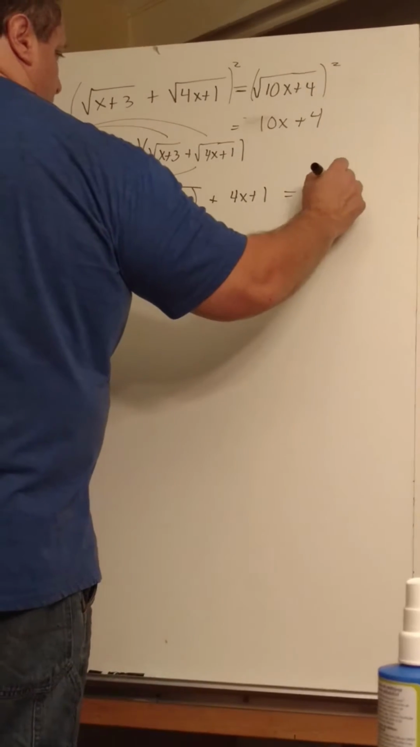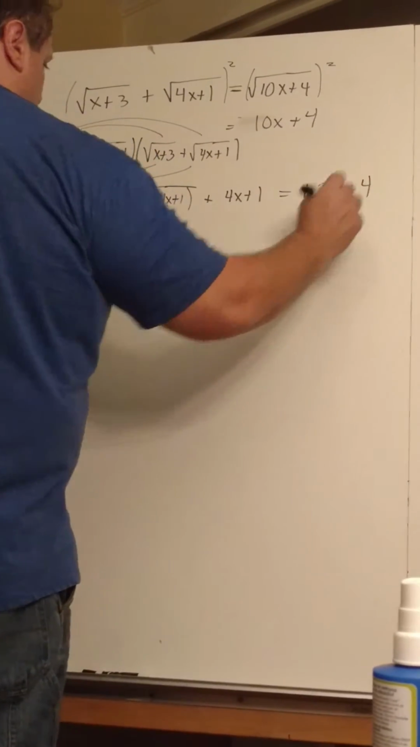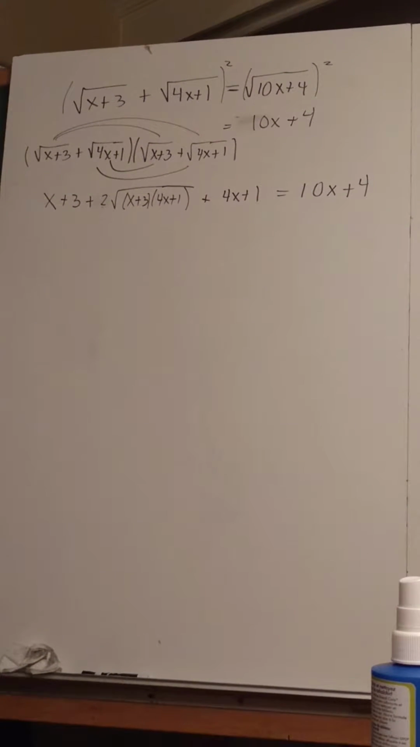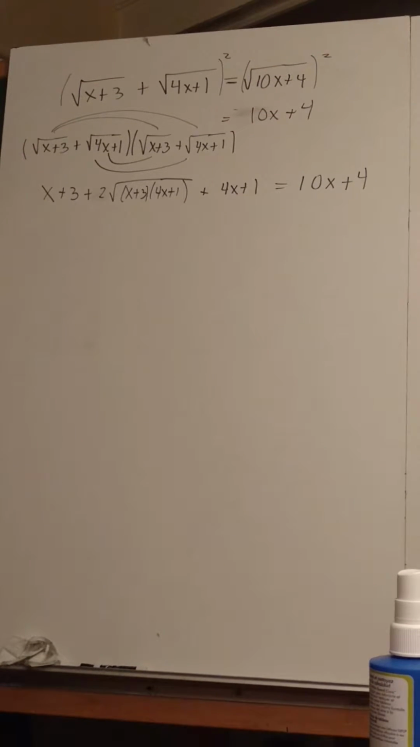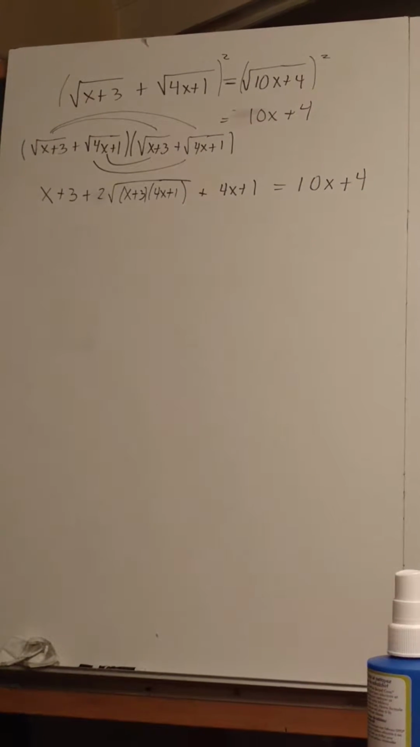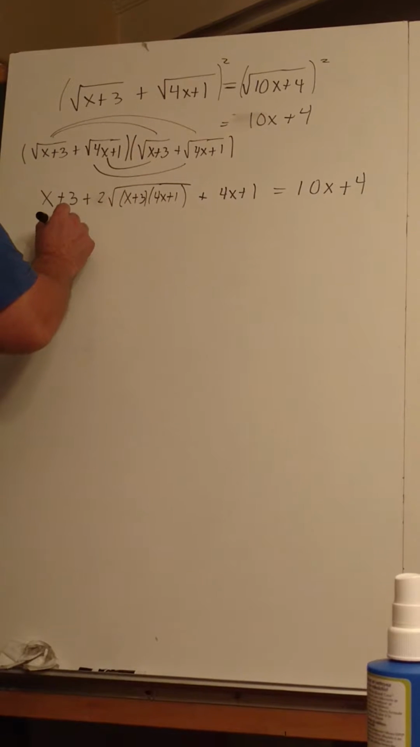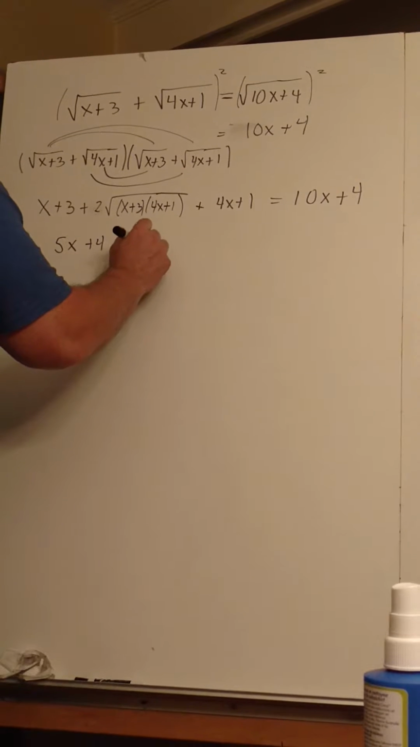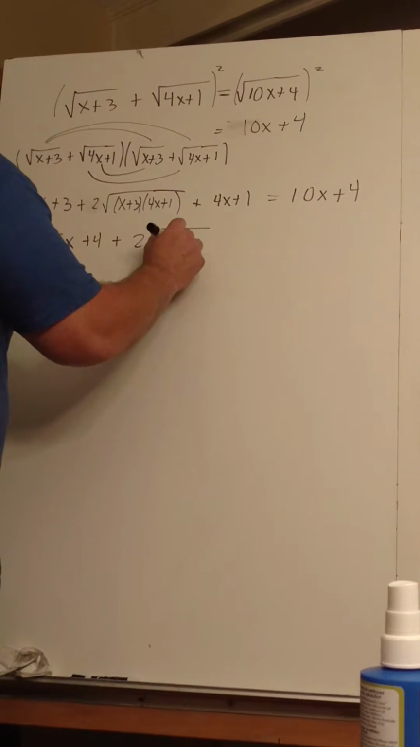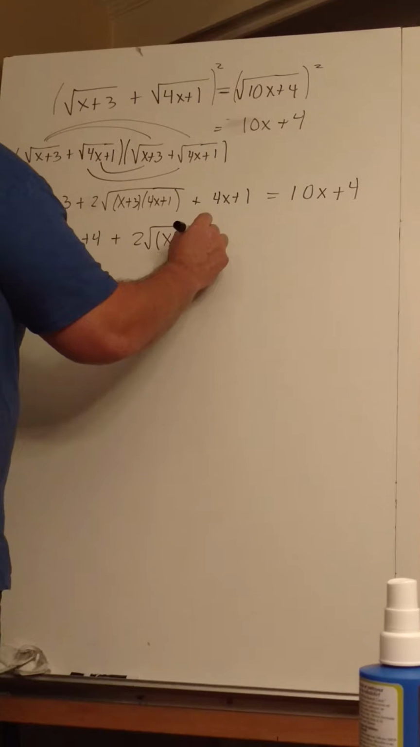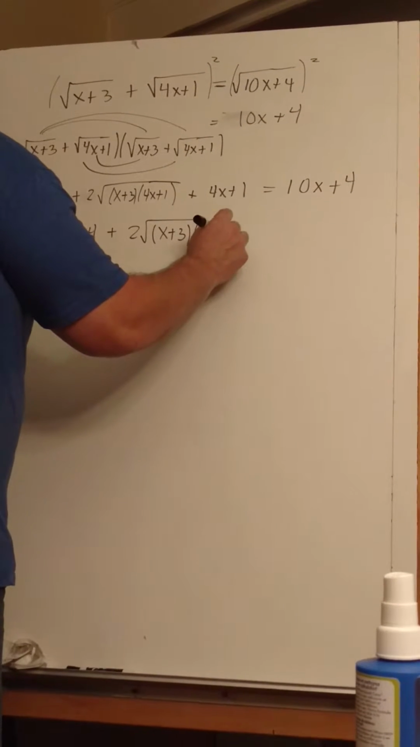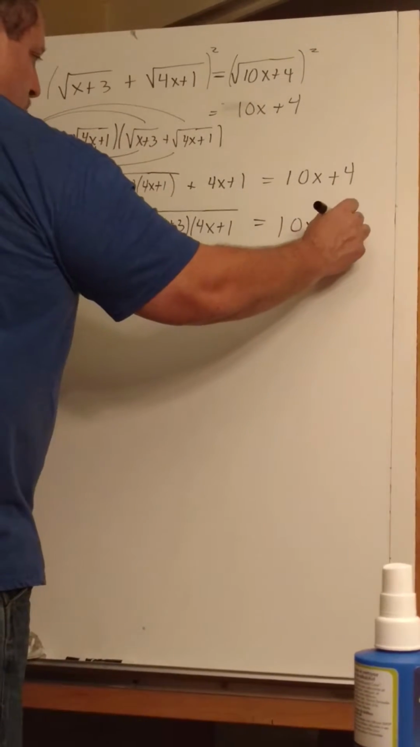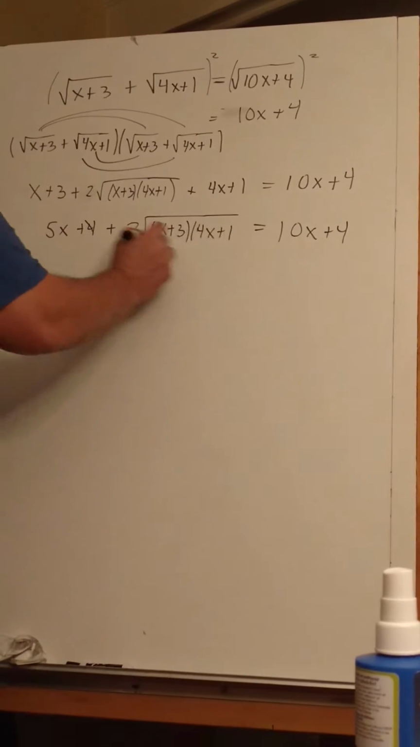But what if I did this? Let me ask you, what do you think you could do from here now? You could subtract the 5x squared plus 4 from both sides. Yeah, let's combine like terms first of all. So it'd be 5x plus 4 plus 2 times the square root of x plus 3 times 4x plus 1 equals 10x plus 4. Well, the 4's are going to cancel, right?